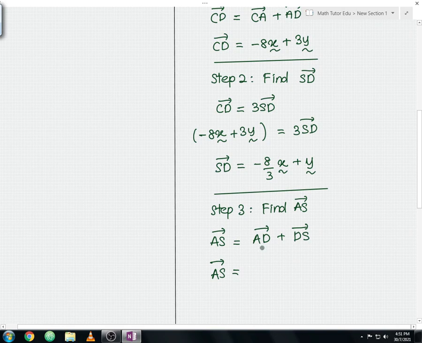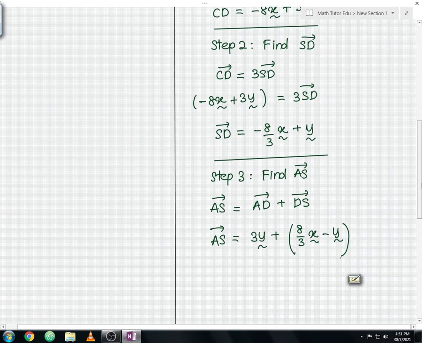To find the vector AS, vector AD is 3y, and then you plus 8 over 3 x, and then you minus y. You calculate this, and you should get your vector AS equals 8 over 3 x plus 2y. This is the answer for question A, part 1. Let me underline the solution.